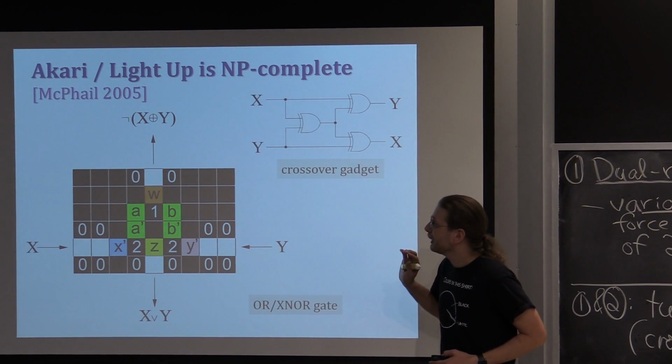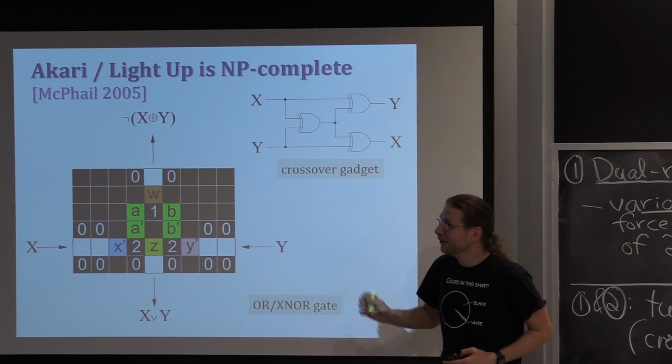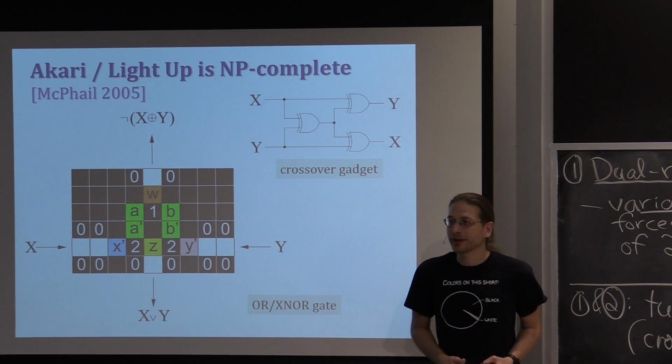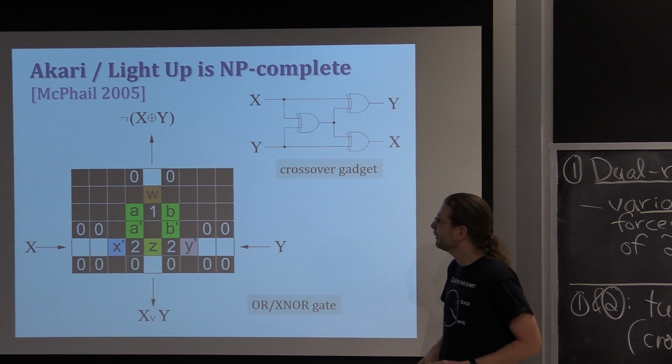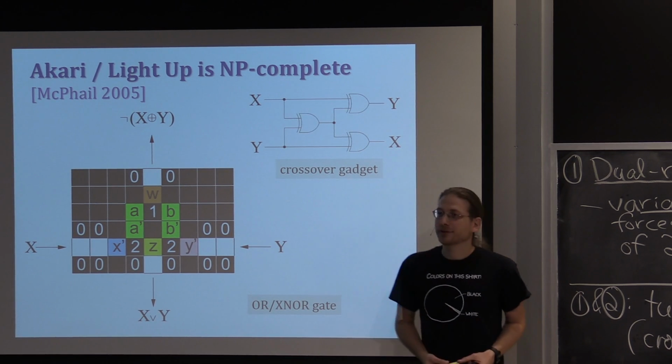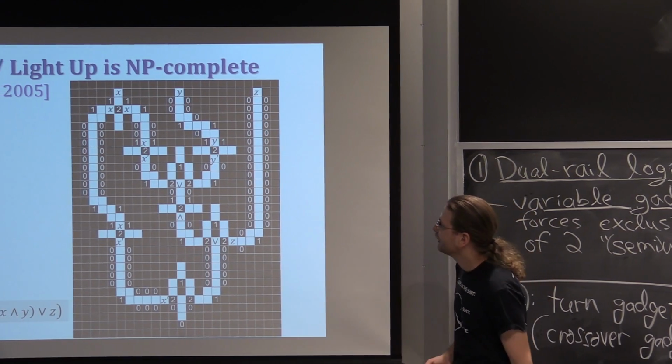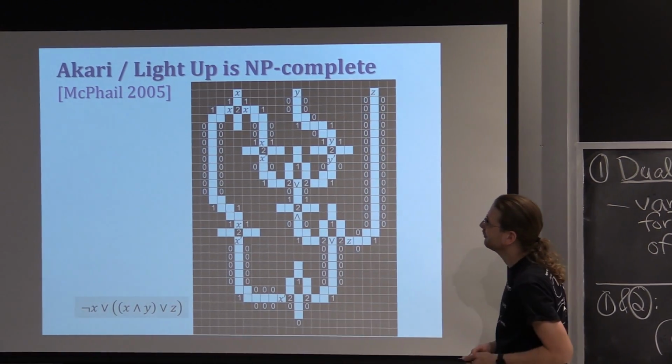So that was Light Up is NP-hard. It's also in NP because the certificate is just where you put the lights. There's only a polynomial number of places to put them, and checking it is easy. Cool. So NP-complete. Here's, for fun, an overall construction, which McPhail worked out.